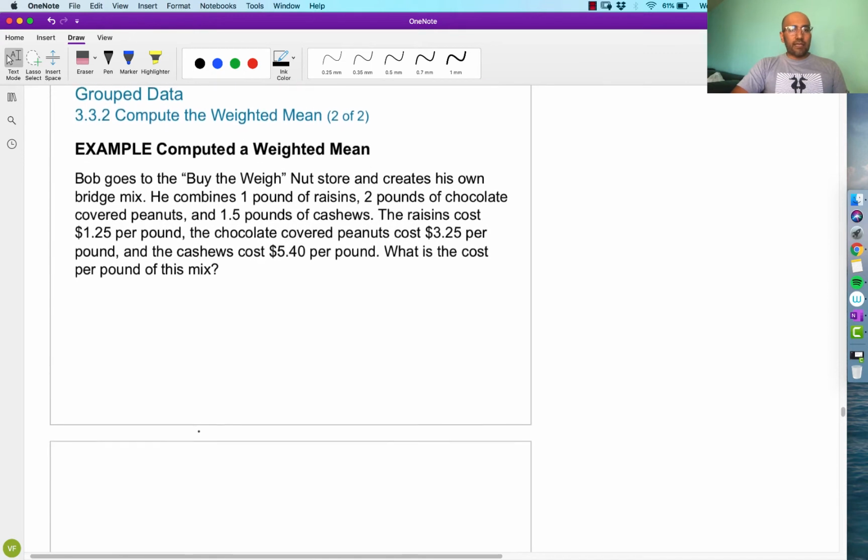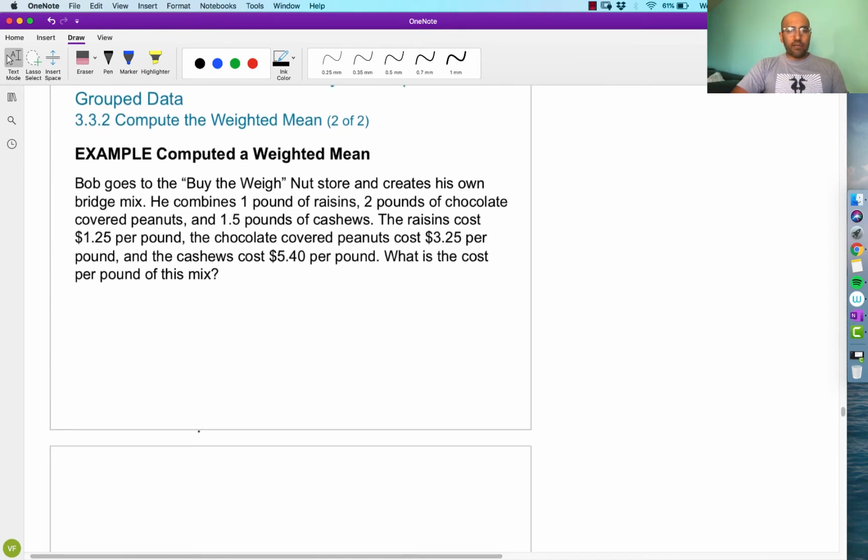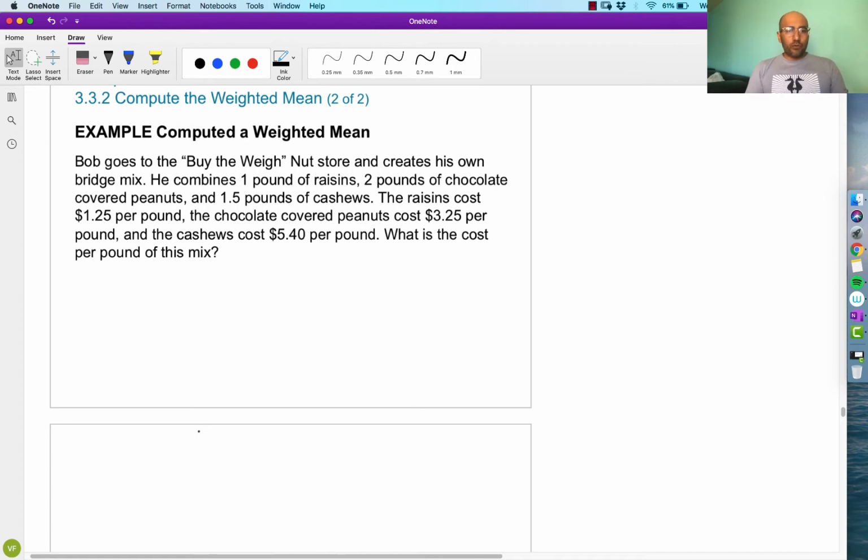This is a classic example, something like trail mix. Bob goes to the nut store and creates his own bridge mix. He combines 1 pound of raisins, 2 pounds of chocolate-covered peanuts, and 1.5 pounds of cashews. The raisins cost $1.25 per pound. The chocolate-covered peanuts cost $3.25 per pound. And the cashews cost $5.40 per pound. So, what is the cost per pound of this mix?